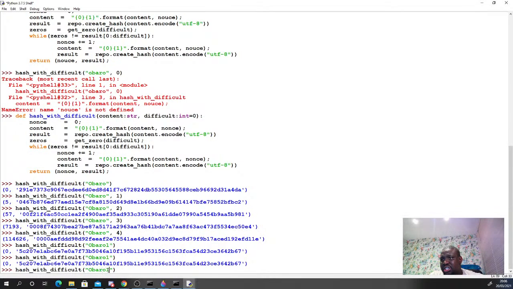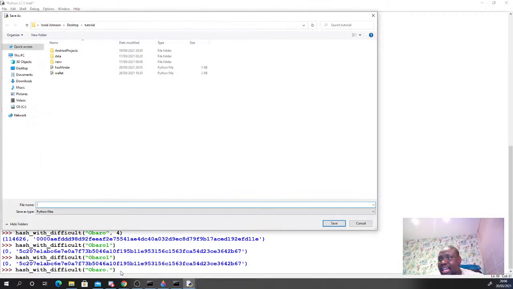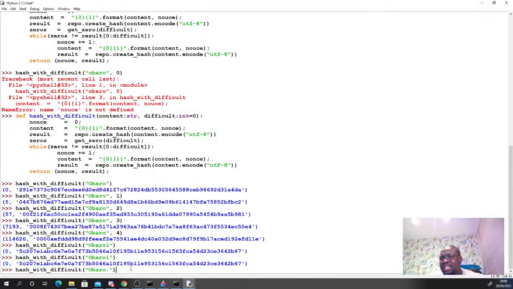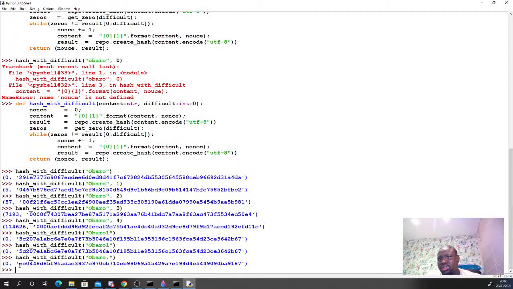So if I change this content even slightly, like a dot, the value will change randomly and differently. You will never believe how they change. So it's very hard for you to predict what nonce value you're going to find to do the hash. But now that we have the nonce value of this and the nonce value of this, I'm going to modify this function.